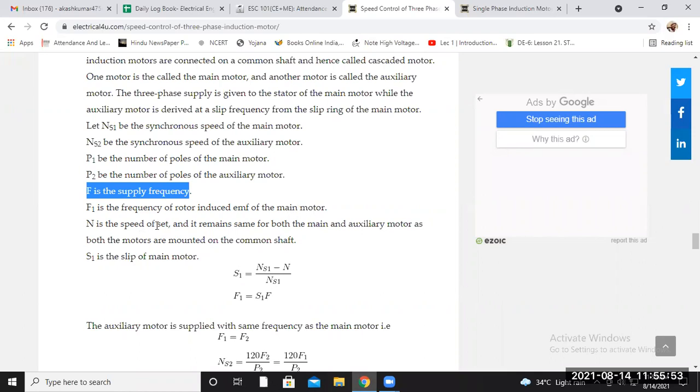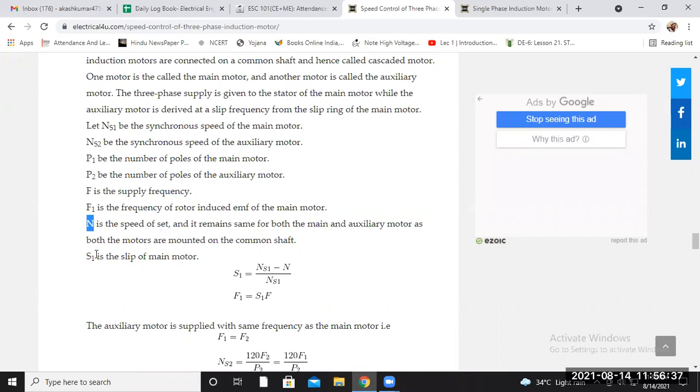Fine. N is the speed of set, and it remains the same. N is the speed of set, which means N is the rotor speed. As you are connecting the main motor to the supply source, there will be some rotor speed, and to that rotor shaft the auxiliary rotor part is connected. So if you rotate, let us say, the main motor at a speed of 1000 rpm, in that case the main and the auxiliary motor speed, or rotor speed, will remain the same, because both are coupled together. So N is taken as the rotor speed for both the main motor and the auxiliary motor. Okay, fine.